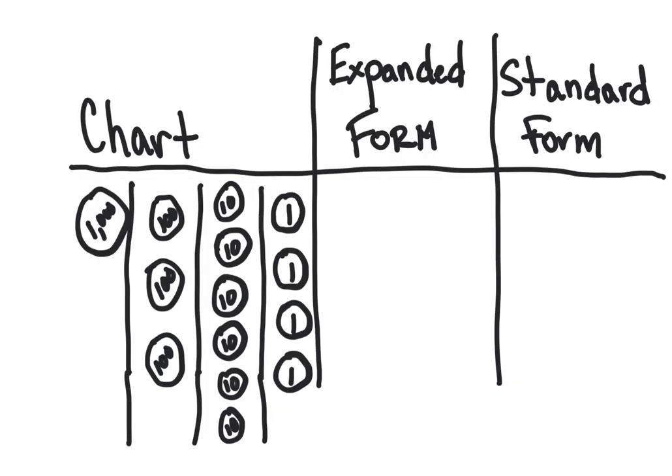All right, so here we go. We have a chart with discs in it, and we've got 4 ones, we've got 6 tens, 300s, and 1,000.